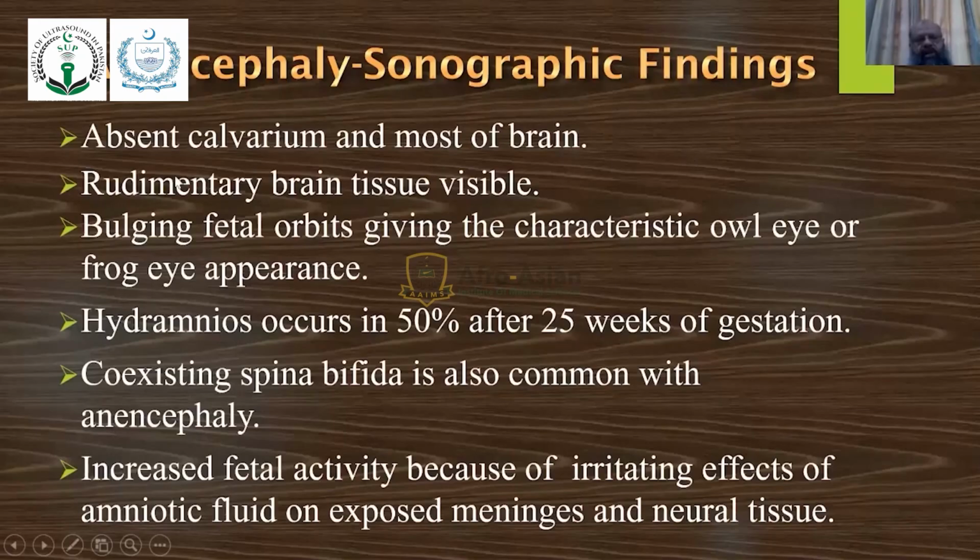Anencephaly sonographic findings: there will be absent calvarium and most of the brain is absent. We can get a small bud of rudimentary brain tissue visible, which is that bud, and bulging fetal orbits giving the characteristic owl eye or frog eye appearance. Hydramnios occurs in 50% after the 25th week of pregnancy, which is polyhydramnios, excessive amniotic fluid. Coexisting spina bifida is also common with anencephaly. There is increased fetal activity because of the irritating effects of amniotic fluid on exposed meninges and neural tissue.